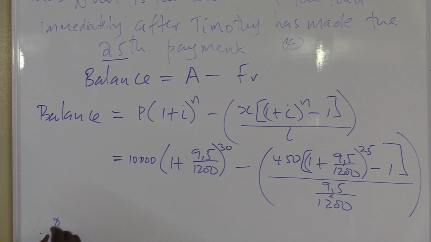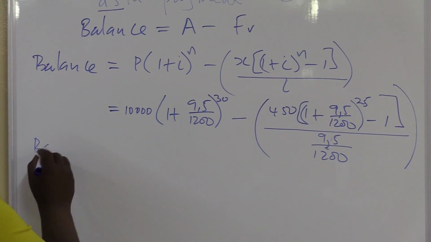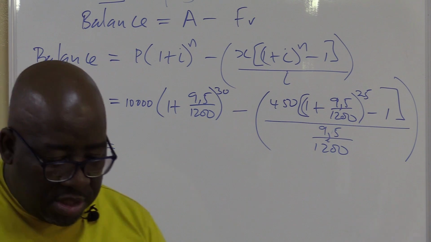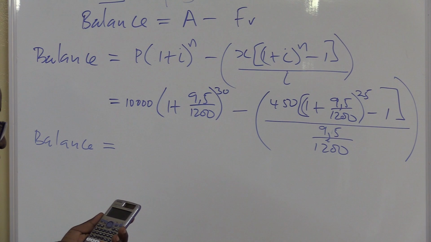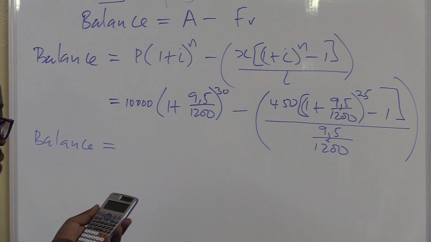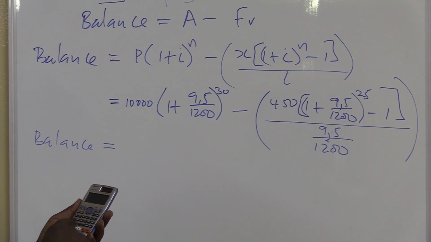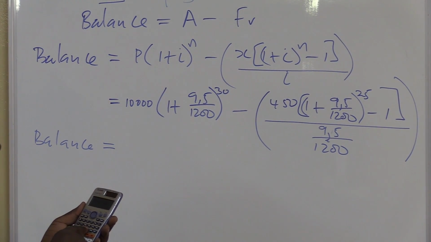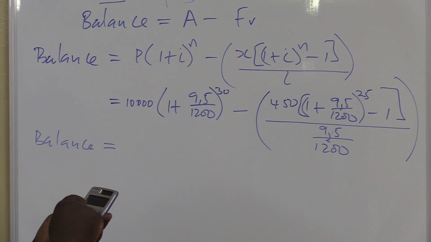Therefore, the balance will then be equal to... I take my calculator and put that information there. Let's work it out together. It is 10,123 into 1 plus fraction button, which is 9.5. My denominator is 1,200. I close my bracket, power 30, yes.